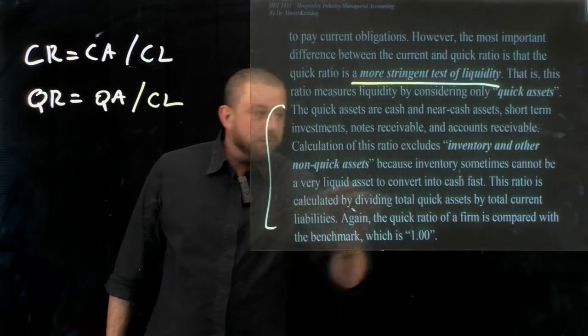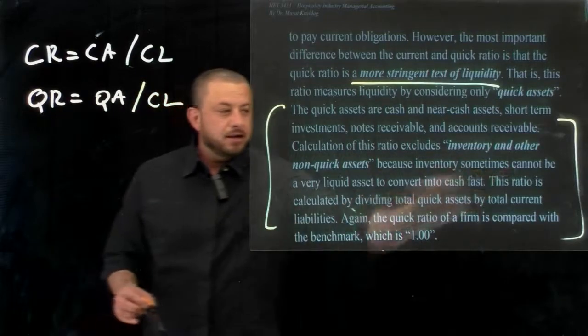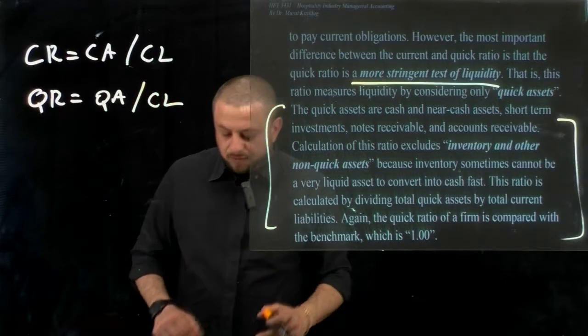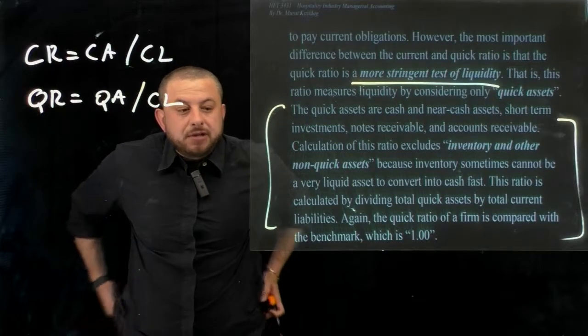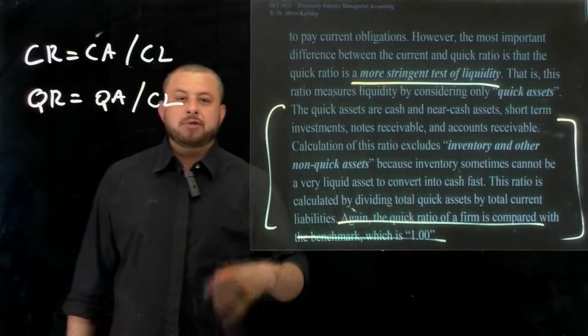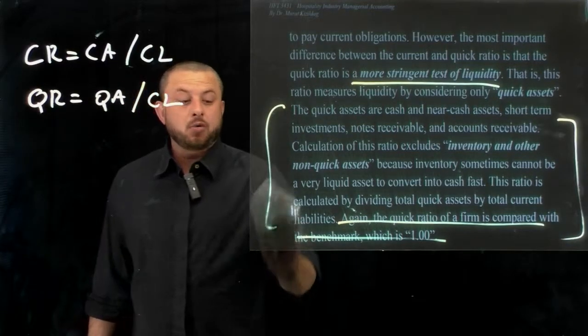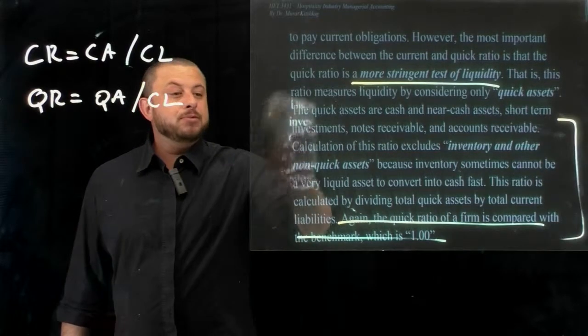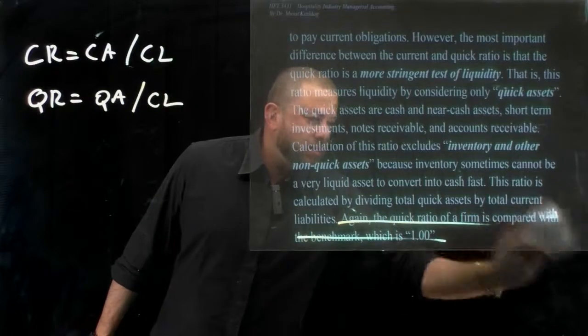You can read up on this. This is pertaining to the inventory section. That's exactly why it's written over here, the reasons for why we exclude inventory. Again, the benchmark for the quick ratio is 1. We are going to compare our outcome with the benchmark of 1, so that we will be able to make a healthy judgment about the quick ratio.